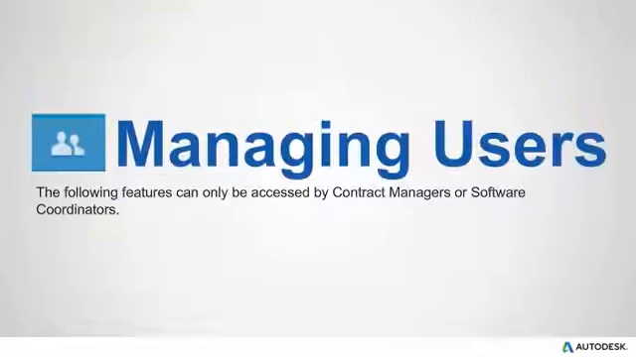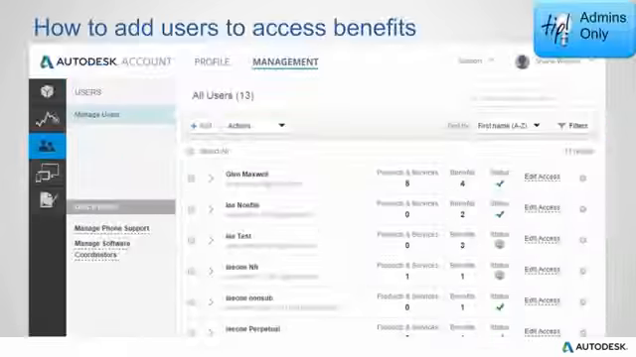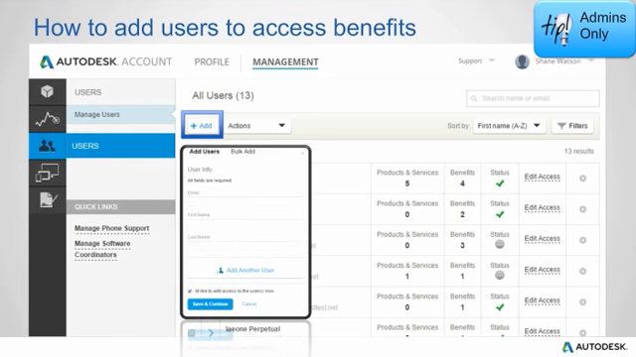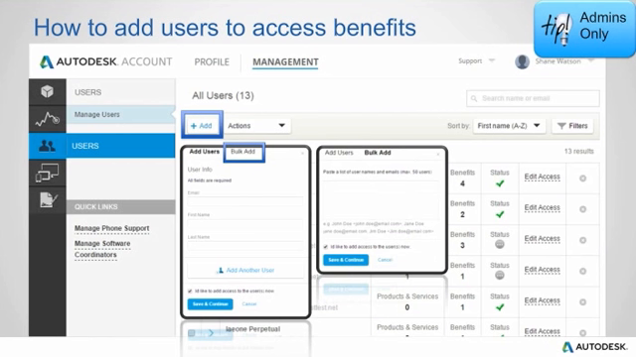It is very important to add users so that everyone at your company can access and use the benefits. So the following features can only be accessed by contract managers or software coordinators. So contract managers and software coordinators, the admins, can add users by going to Users from the left-hand navigation, then clicking on Add, and then you can add a single user, or if you have many users, you can bulk add users 50 at a time. Since users will not be able to create their own accounts, the bulk add feature will be helpful if you have many users.